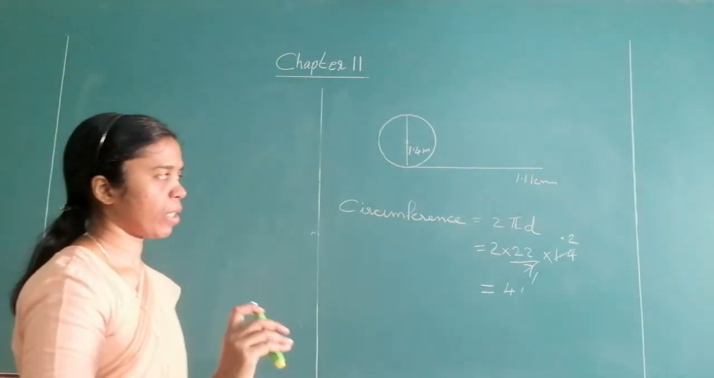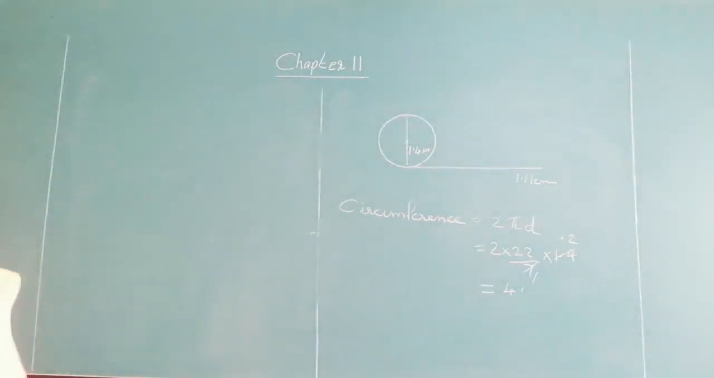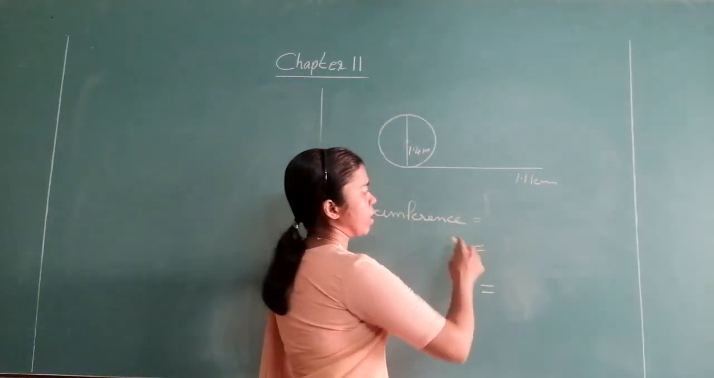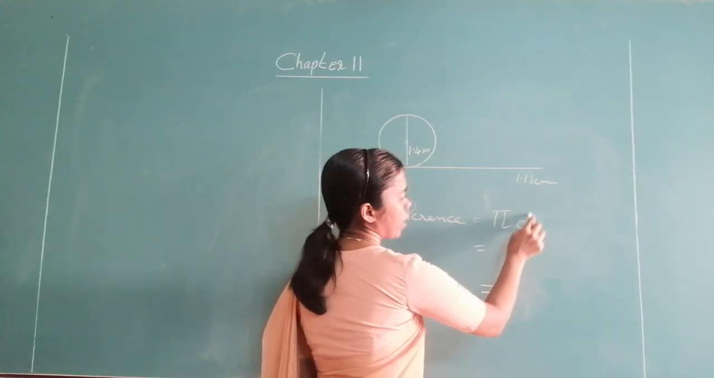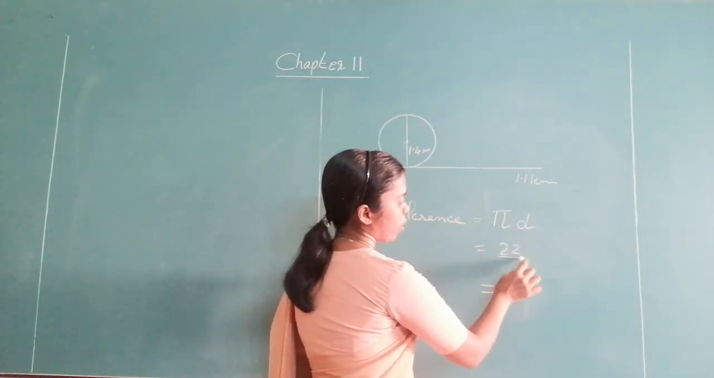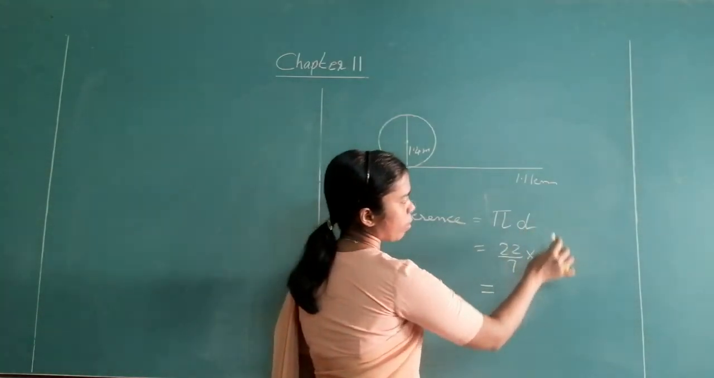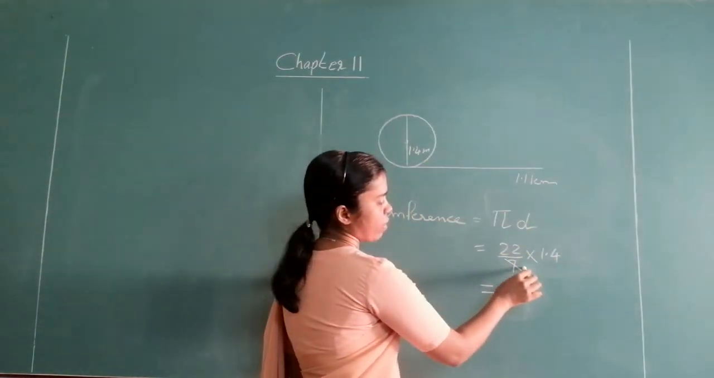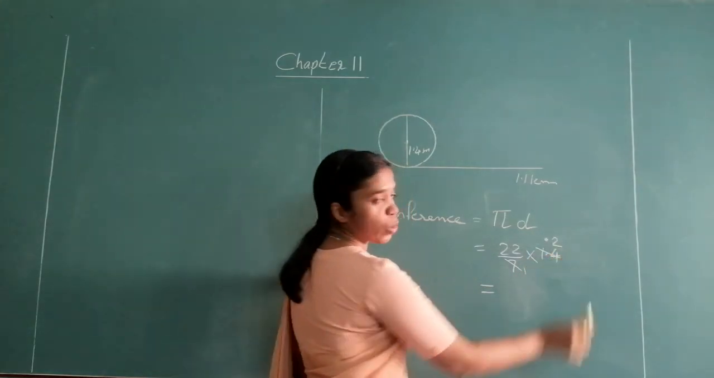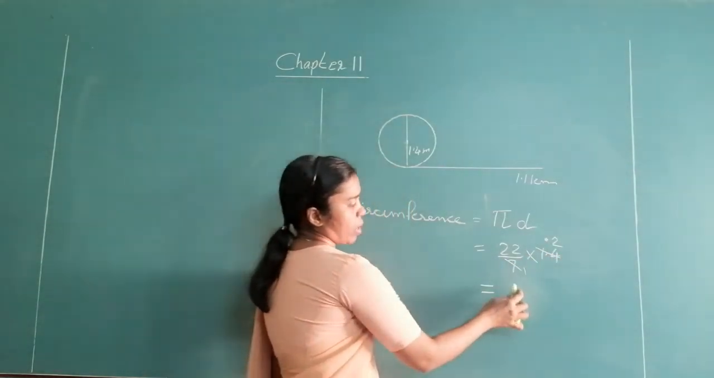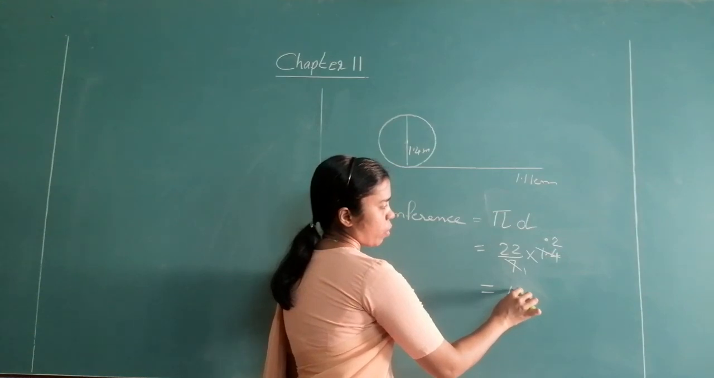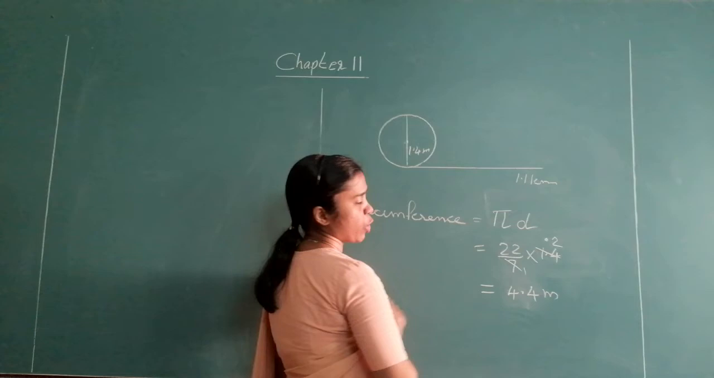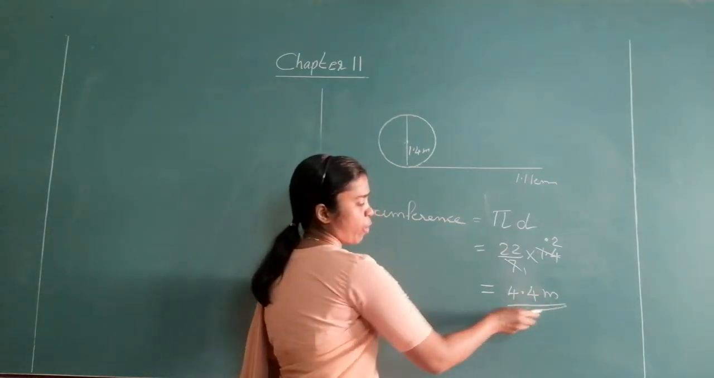Sorry, it is not 2 pi d, there is a mistake. Formula is pi d. Okay. Circumference is pi d. Pi is 22 upon 7 into diameter is 1.4. Okay, 7 ones, it is 0.2 times. Multiply this, you will get 4.4 meter. This is your circumference, 4.4 meter.